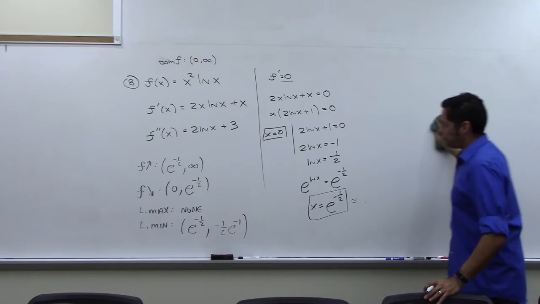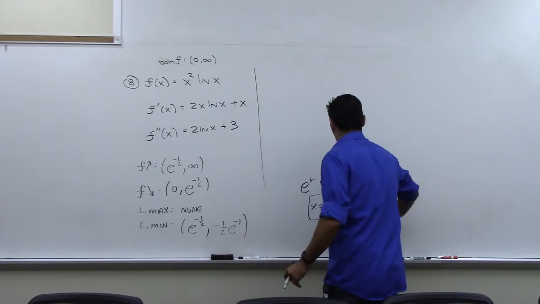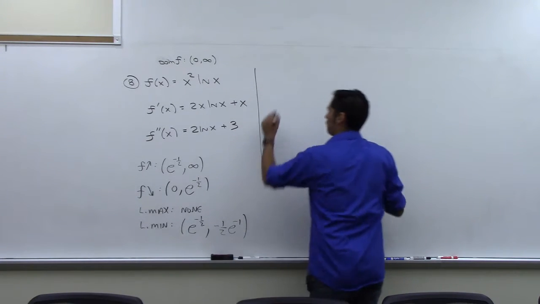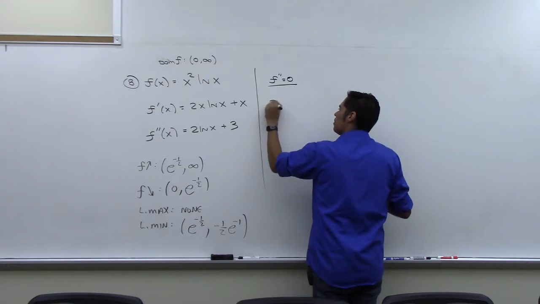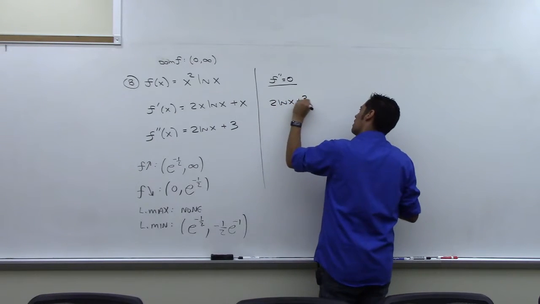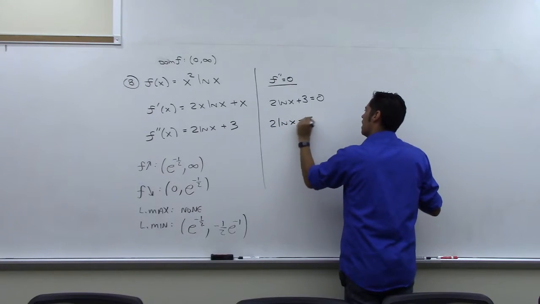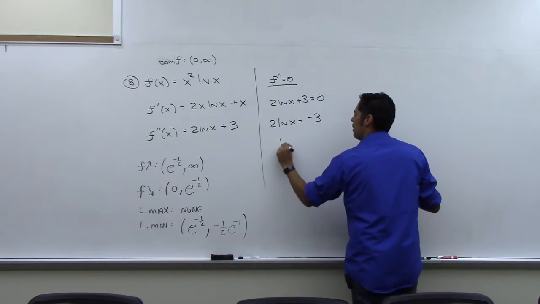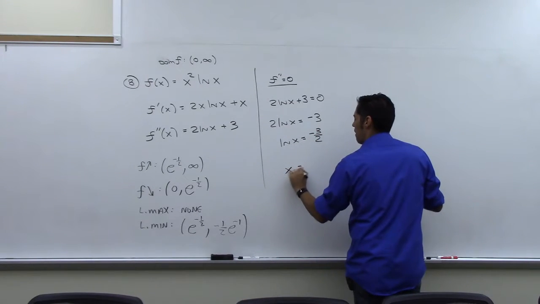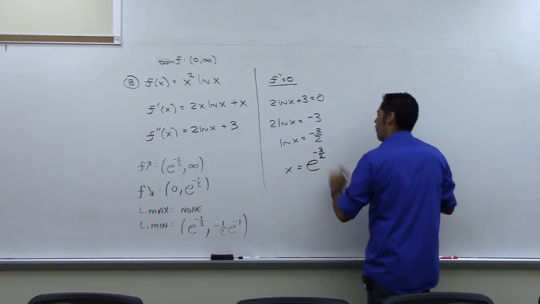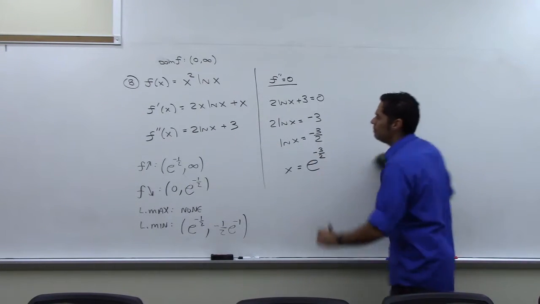Now, we got to do all the same process for the second derivative. Second derivative is 0: 2 natural log x plus 3 equals 0. Okay. 2 natural log x equals negative 3. Bringing the 3 over. Divide by 2. And take e on both sides. That's the only critical number I have.